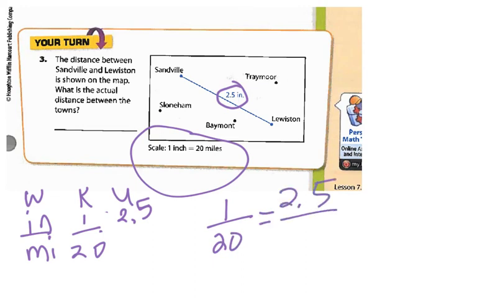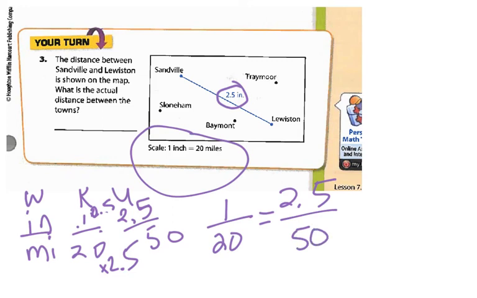Okay? So to go from 1 to 2.5, what am I going to have to do? Everybody should say multiply by 2.5, right? Because 1 times 2.5 is 2.5. Therefore, you need to multiply 20 by 2.5, and when you do so, you're going to get 50. So the answer here is 50 miles, okay?